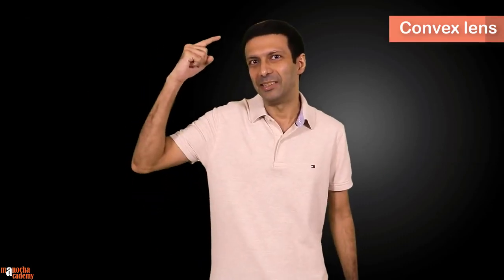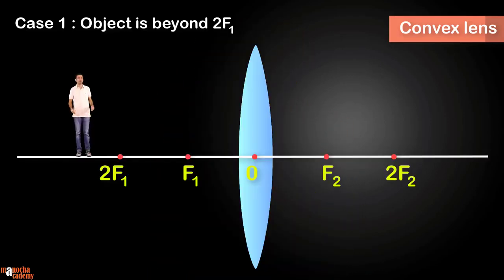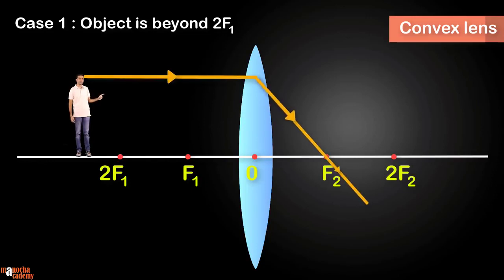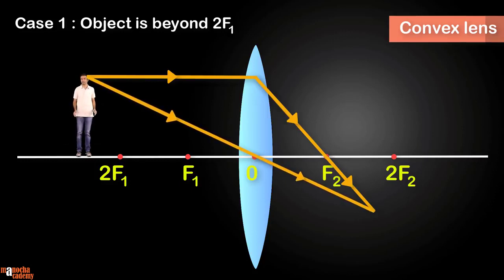So from my head, remember, we need to select 2 out of the 3 rules. Let's use rule 1. The ray which is parallel to the principal axis after refraction by the lens passes through the focus. So this is our first ray here. For the second ray, let's use rule 2. The ray which passes through the optical center goes straight through, undeviated.